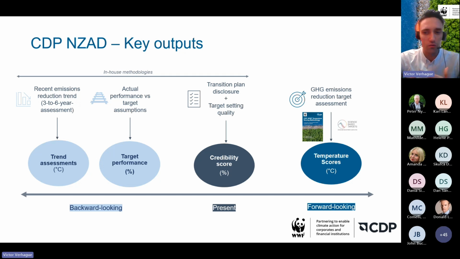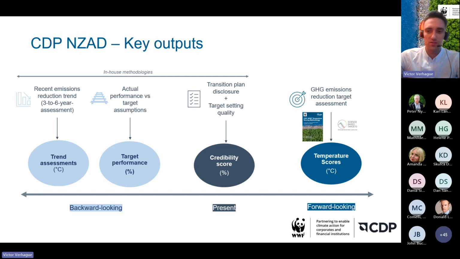Before I go over these additional scores, I think it's worth mentioning that these metrics are based on methodologies developed in-house by CDP. And for now, they remain separate from our collaboration with WWF. One of the first additional metrics we introduced focuses on evaluating what companies are currently doing to support their level of ambitions reflected in their targets.